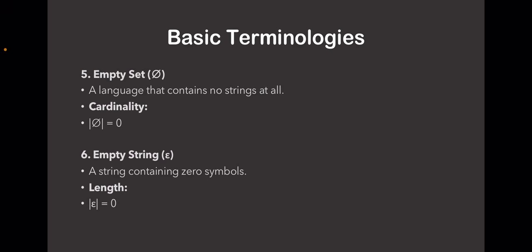And the empty string, denoted by epsilon, is a string containing 0 symbols. So the length of the string is 0. The empty string is a word containing 0 symbols. You can think of it like the character you get when you press the space bar. And the empty set is like a dictionary with no words in it at all, not even the space bar.